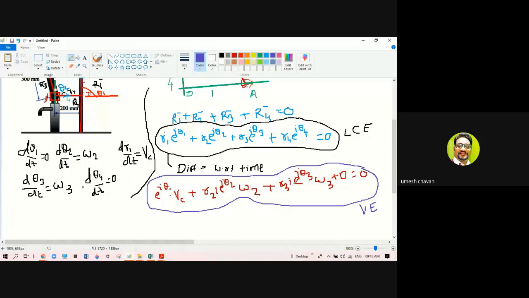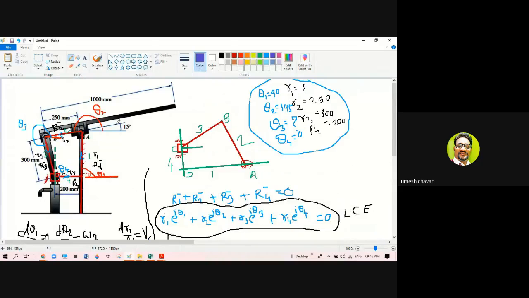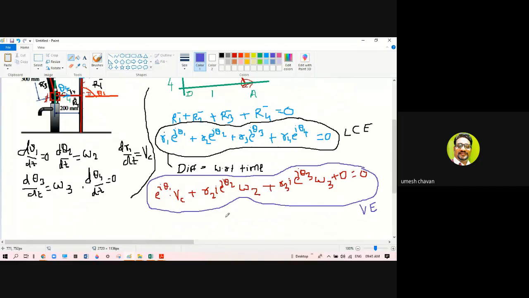Omega 2 and omega 3: to reciprocate that piston at a particular speed, what is the velocity of this link and what is the velocity of this link? That is to be determined. So in this case, Vc is known, omega 2 and omega 3 are the unknowns. You have to solve this equation for omega 2 and omega 3.